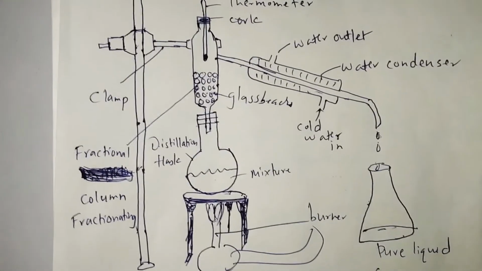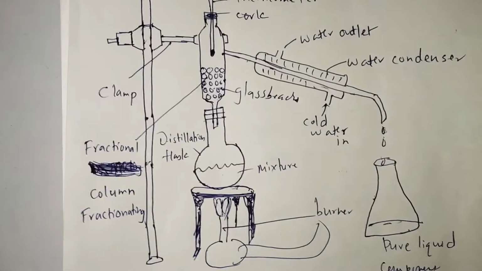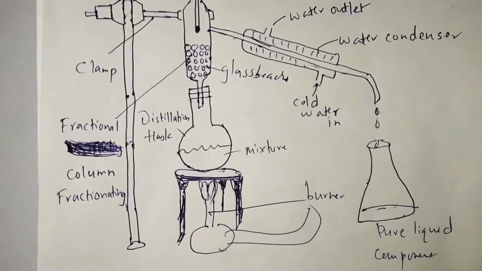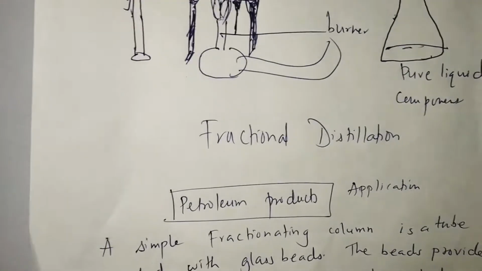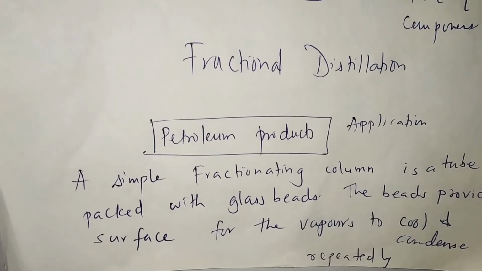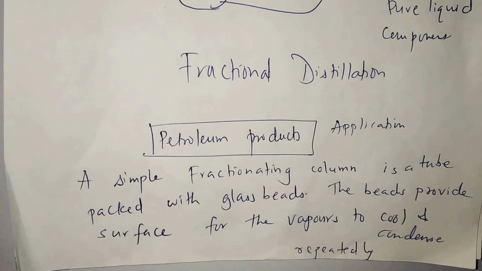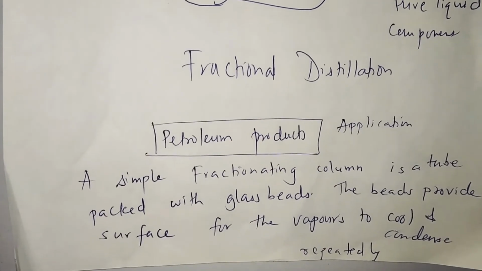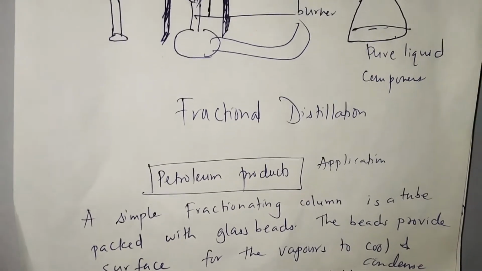In industry, an advanced technique is used. Advanced types of apparatus are used, but the principle is the same. Now let's see the principle of fractional distillation. A simple fractionating column is used, which is a tube packed with glass beads. These beads provide surface for vapors to cool and condense repeatedly. In this way, fractional distillation occurs.